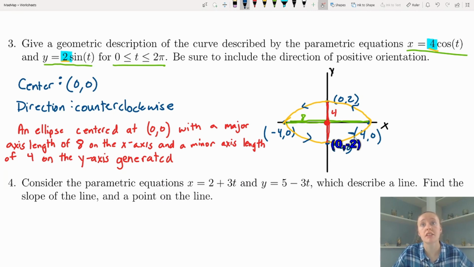Counterclockwise, because that B is positive. So again, it's an ellipse centered at 0, 0 with a major axis length of 8 on the x-axis and a minor axis length of 4 on the y-axis, generated counterclockwise.